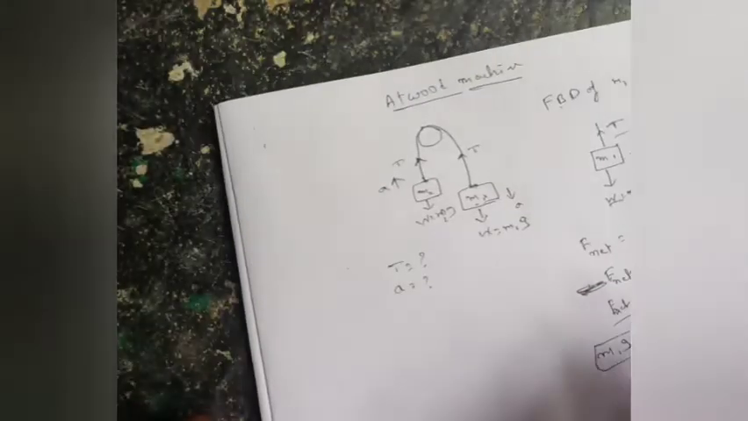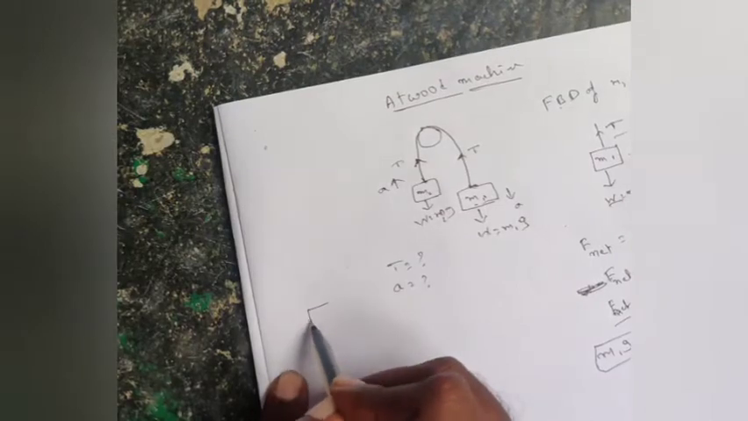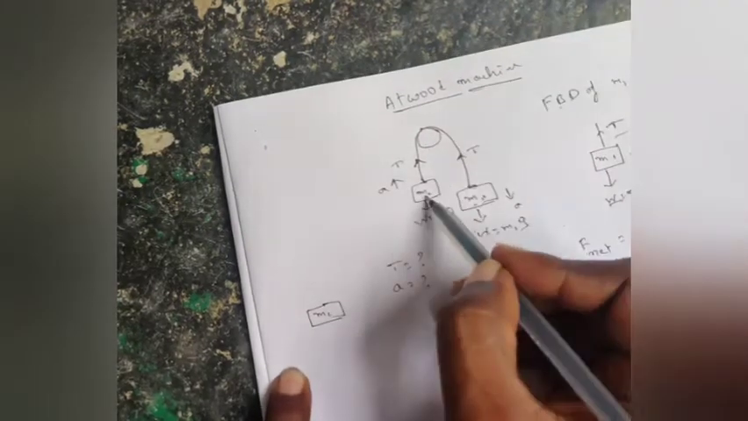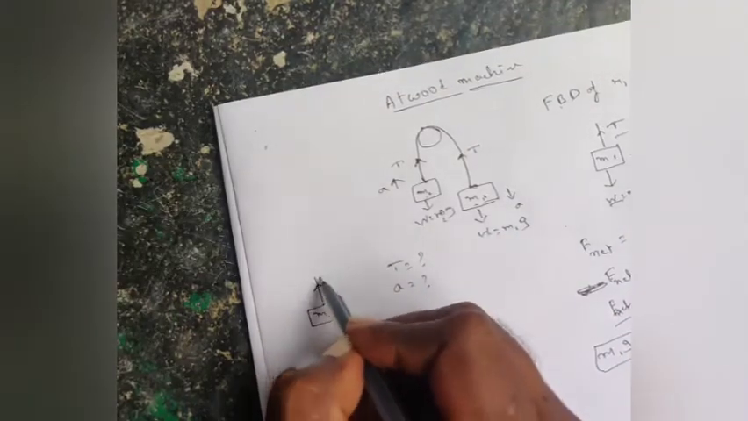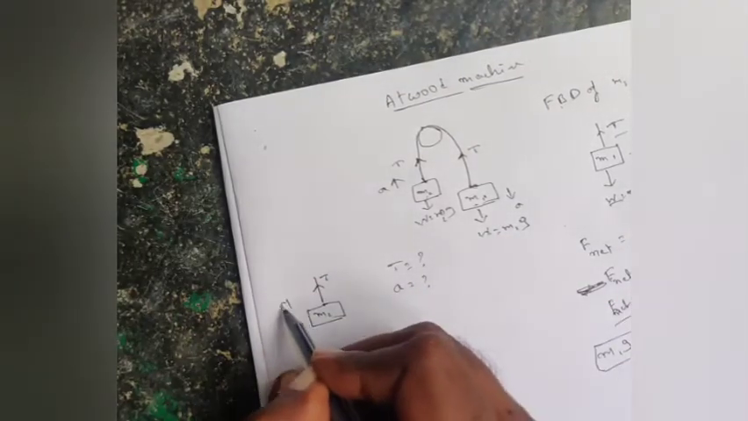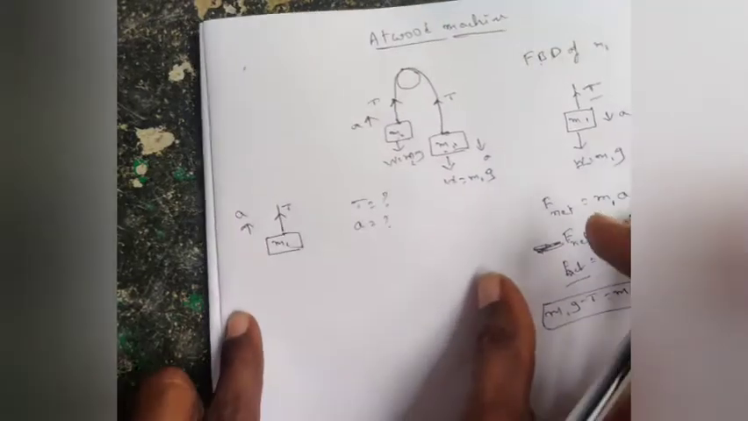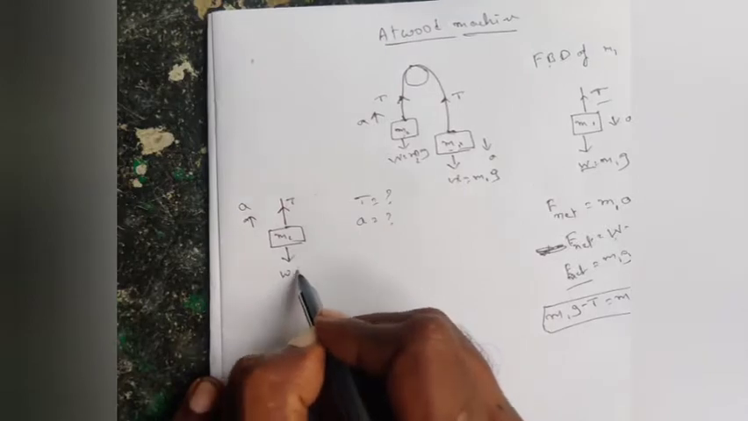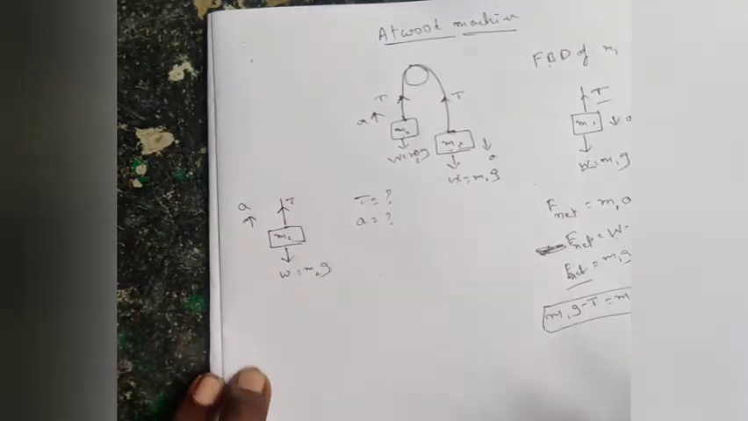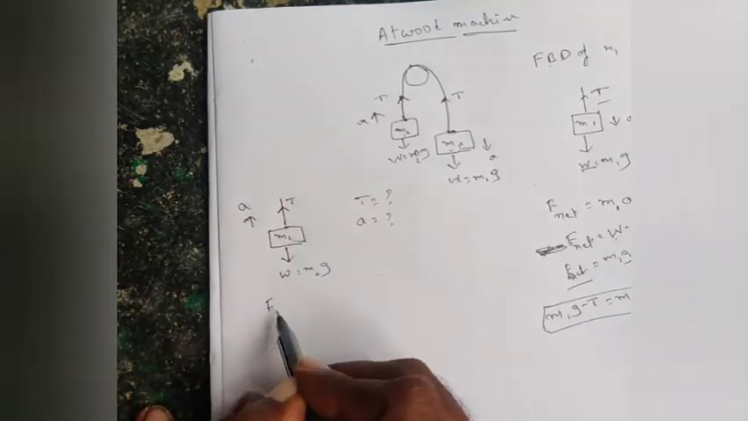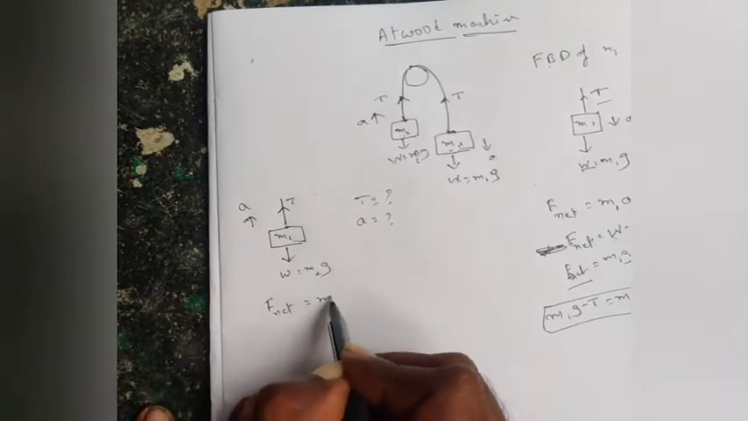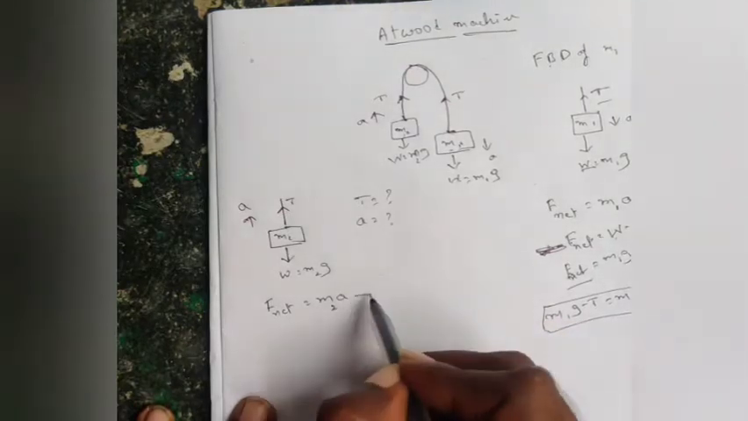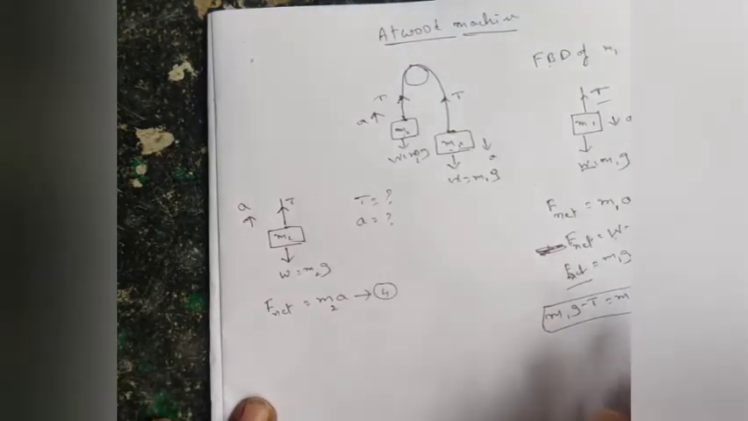Now let's go for the second body, m2. For m2, tension is acting upwards. Tension always pulls the body. Acceleration is upwards, and one more force acts downwards. What is acting? The weight, that is m2g. Let's apply the same net force concept here. F net equal to ma, but the mass is m2, so m2a. Take this as equation number 4.